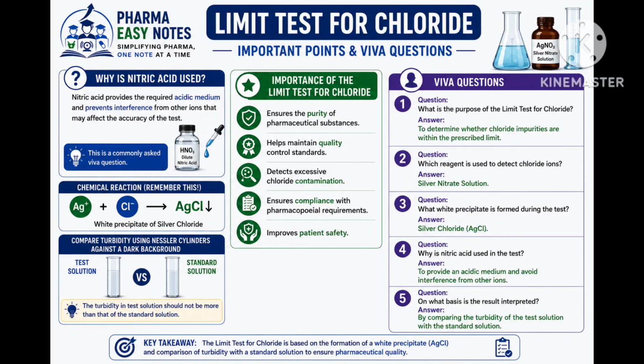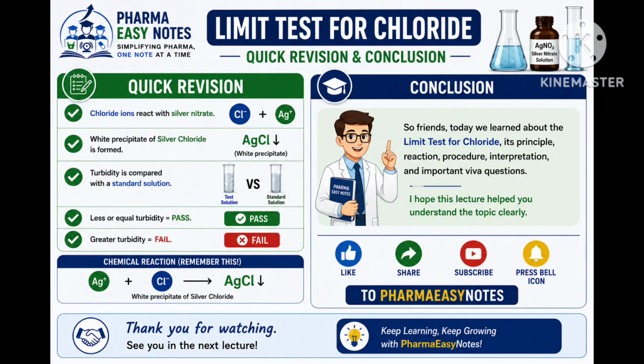Now, Viva questions. Question 1, what is the purpose of the limit test for chloride? Then, which reagent is used to detect chloride ions? What white precipitate is formed during the test? Why is nitric acid used in the test? On what basis is the result interpreted?